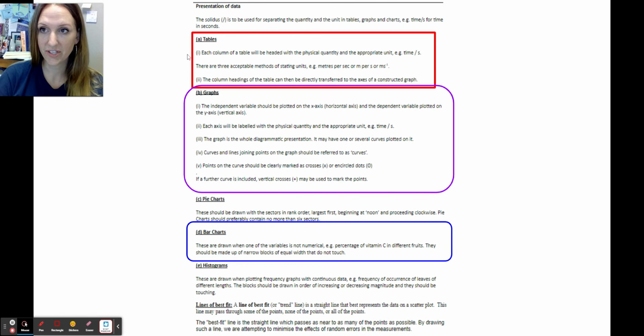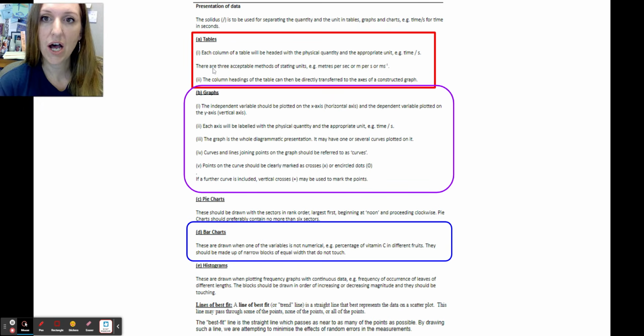In the tables, and this is what I have in red, the column of the table will have the quantity of what they're measuring and the unit that they're using. If the example was meters per second, you could literally write meters per second. You could put m per s, or m/s, or m s to the -1, which is the same thing as having it in a fraction.